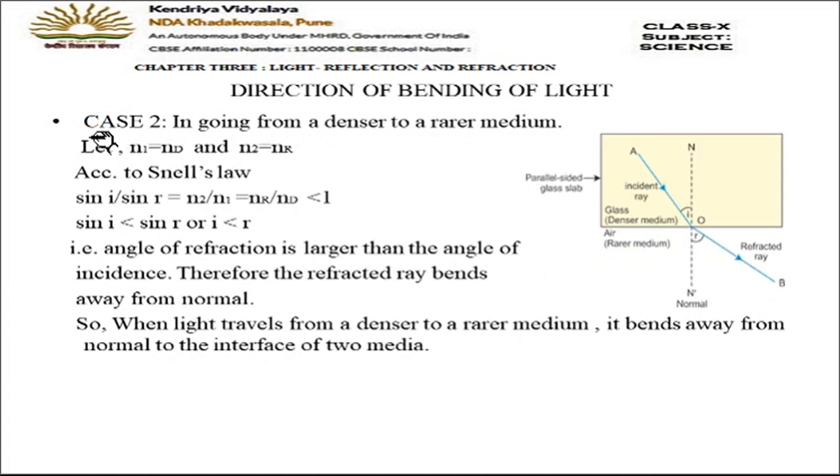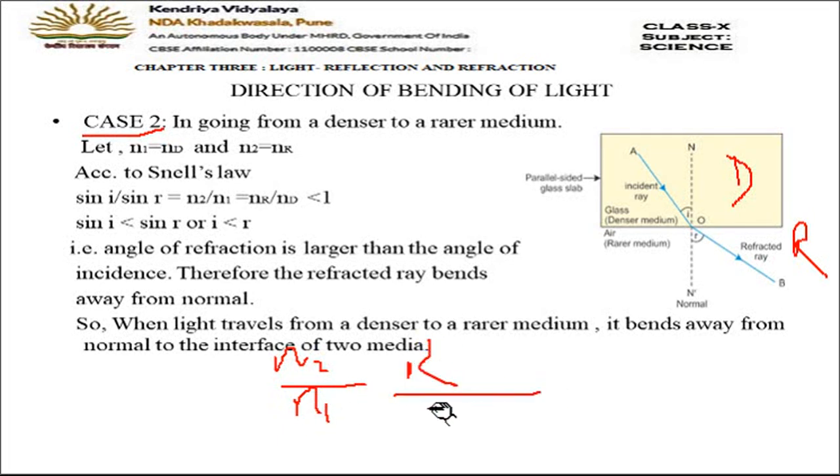Now let's see case number 2, when light travels from a denser medium. This is the denser medium and this is the rarer medium. Light is traveling from denser to rarer. So what will happen in this case? Again using Snell's law, sin i upon sin r is n2 upon n1. Our n2 is the rarer medium and our n1 is the denser medium. The refractive index of the rarer one is always less, so this ratio will come less than 1.